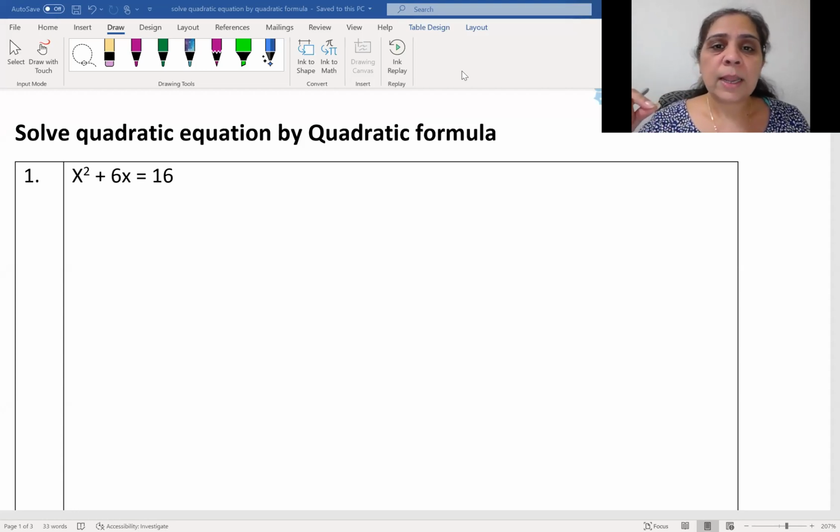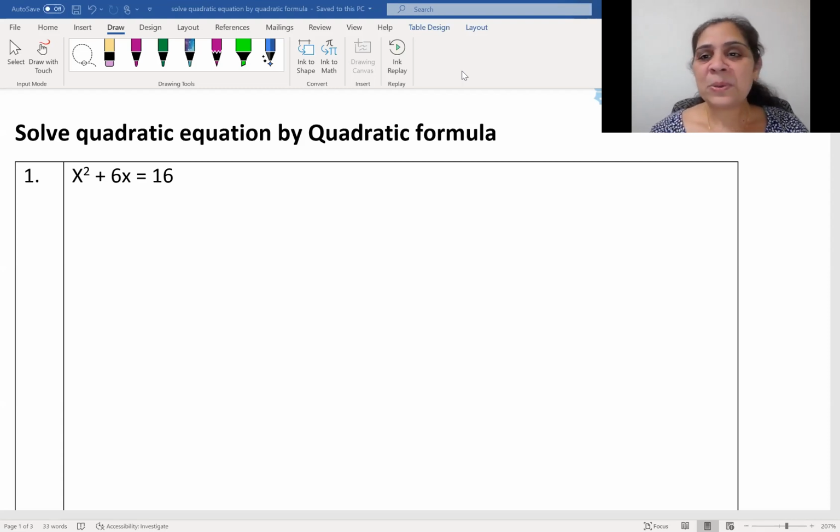For this formula, it's very simple. You just plug numbers into the formula. That's all you need to do, and simplify. So the only hard part is you need to memorize this quadratic formula. All right, so let's see how we will solve this equation by the quadratic formula.